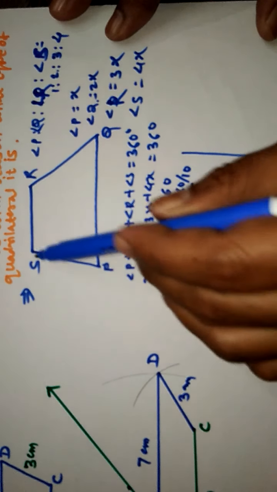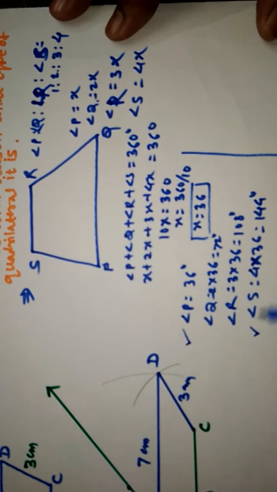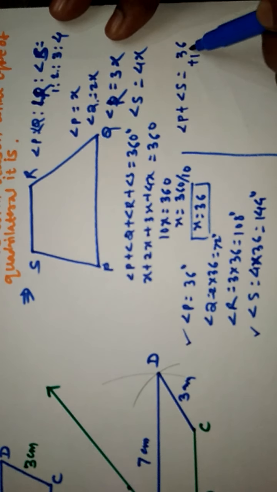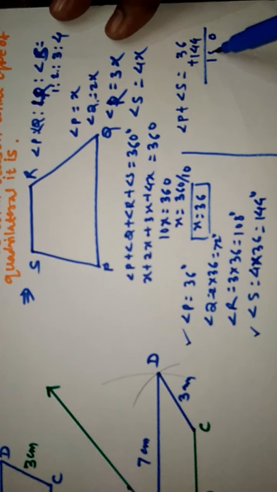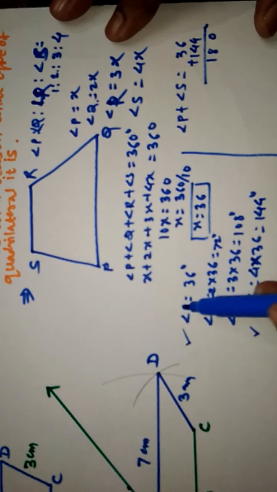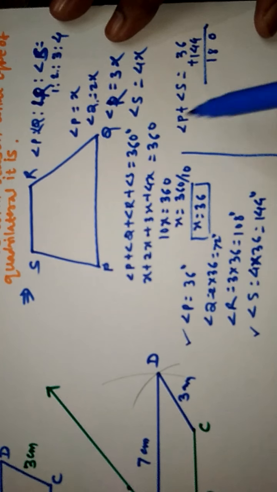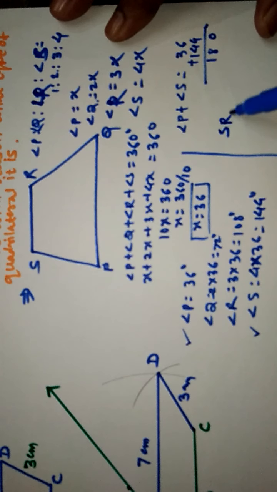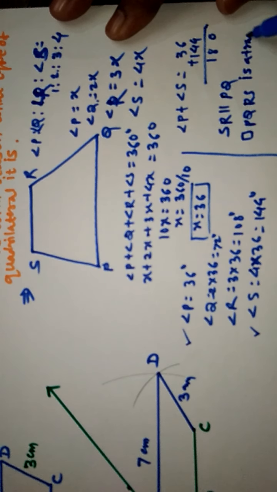Now see here, angle P plus S is equal to 36 plus 144 gives 180 degrees. But angle P plus Q, see here, is not 180, it is 108 degrees. So we can conclude that angle P plus S is equal to 180 gives SR parallel to PQ, and hence the quadrilateral PQRS is a trapezium. It is a trapezium.